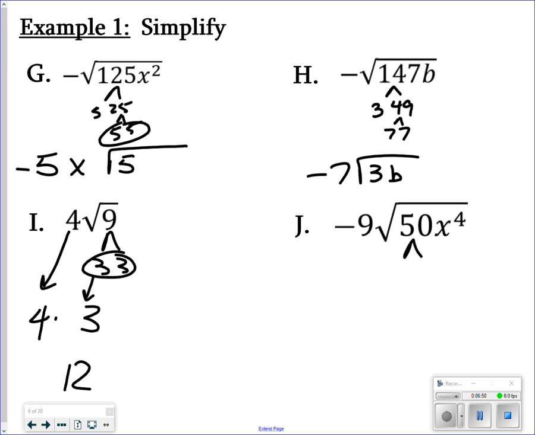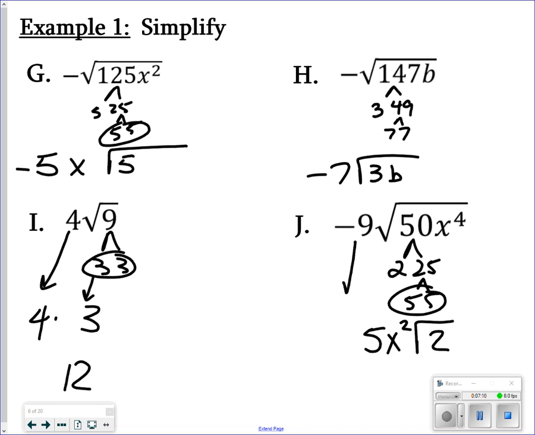Basically now we're simplifying the number and simplifying the letters. 25, if I broke that down, it is just 5 times 5 with no singles left over. There's a pair of 5s. Now let's talk about x cubed. Remember, you're looking for pairs. So there's one pair that gets to go out, but there's a single x that's left over.